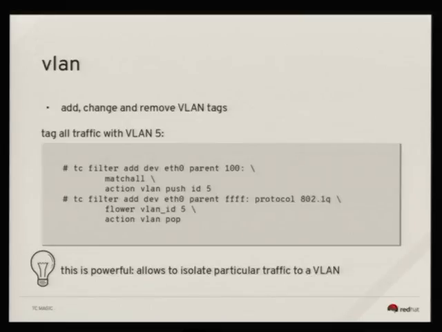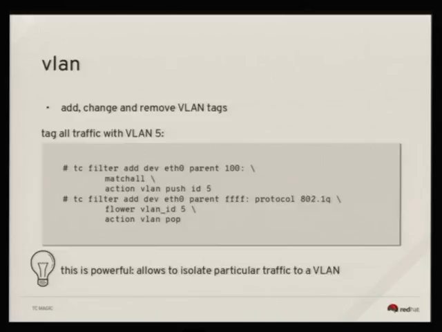The last action I will mention is vlan, and this action can add, remove, or change vlan tags. So this example actually makes the eth0 interface behave as a VLAN port with tag 5. So every packet that's sent to eth0 is tagged with VLAN, or a VLAN header is added with tag 5.